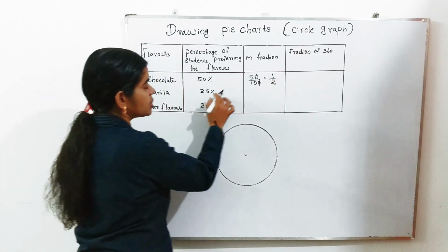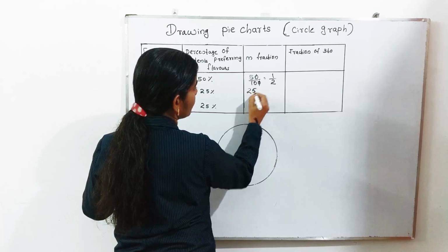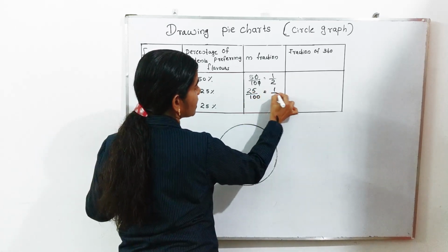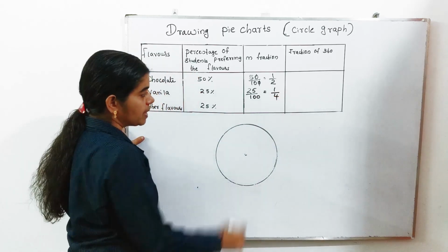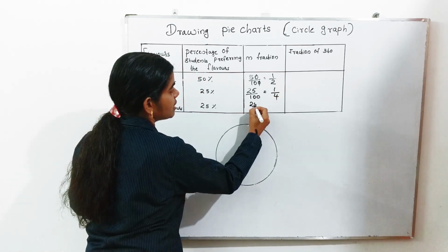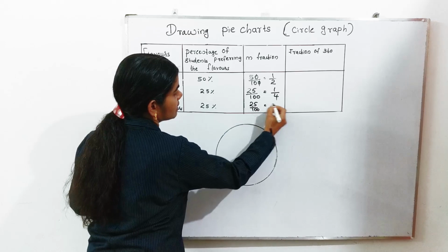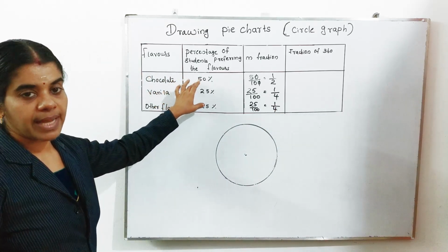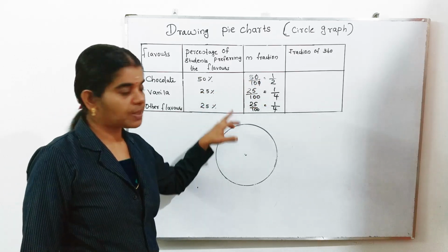Next will be 25%. That also will be 25 by 100. 25 how many times in 100? That will be 1 by 4. Again next also will be 25 by 100, that is equal to 1 by 4. Then we made the given data in fraction form.